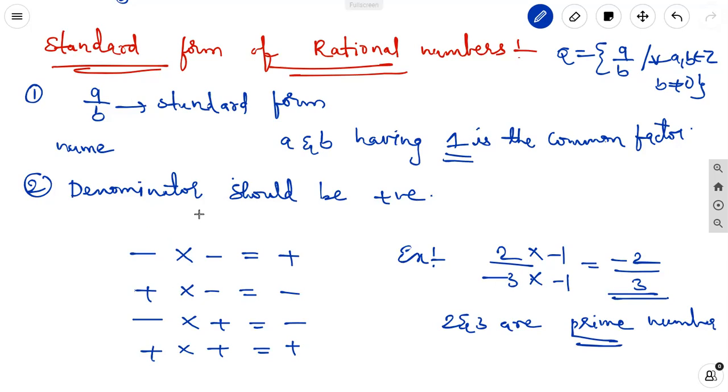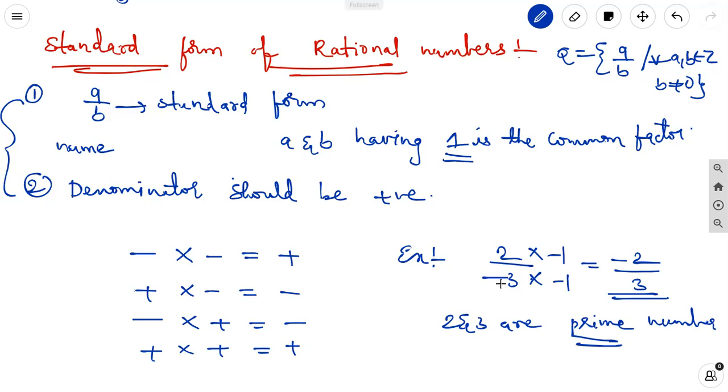If the denominator is negative, then we should multiply the numerator and denominator by -1, so that the numerator becomes negative. To put a rational number in standard form, first check whether the numerator and denominator have only one as a common factor. If any other factor is there, we should divide the numerator and denominator by that number. And if the denominator is positive, then it is in standard form.